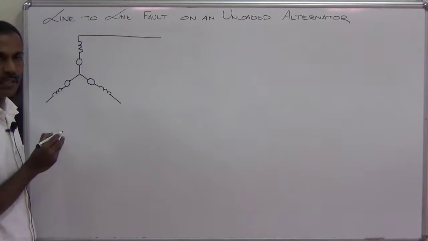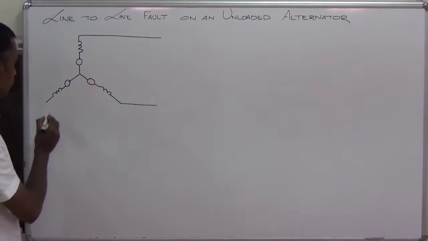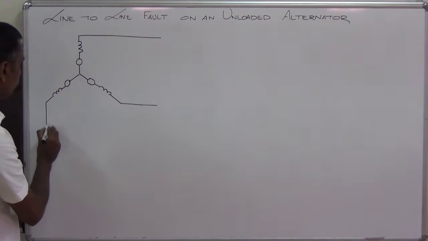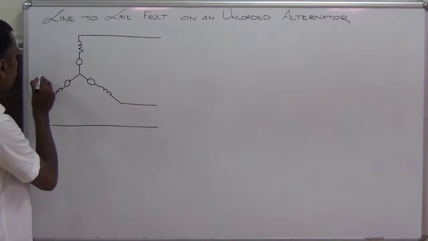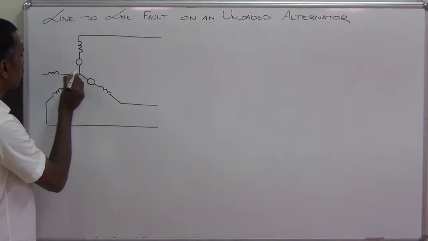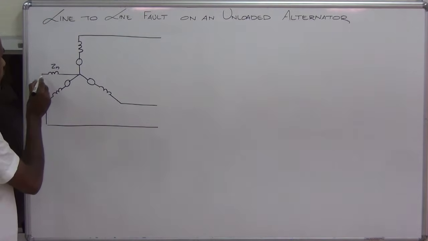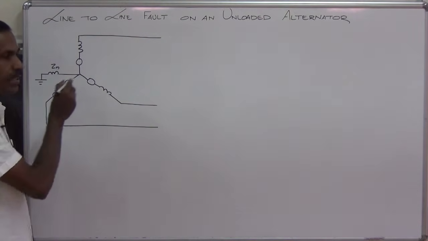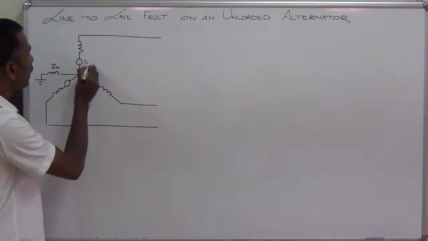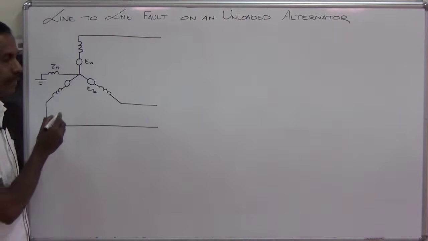This is our A phase. This is the B phase. This is our C phase. This is the neutral grounding impedance. Let it be ZL. The voltages in the three phases are EA, this is EB, and this is EC.